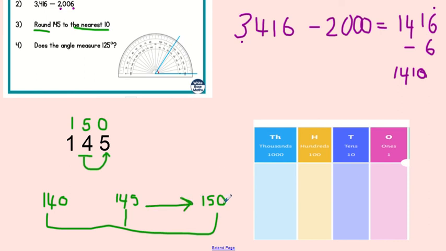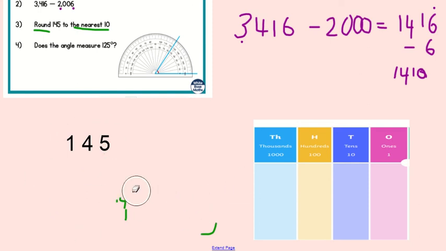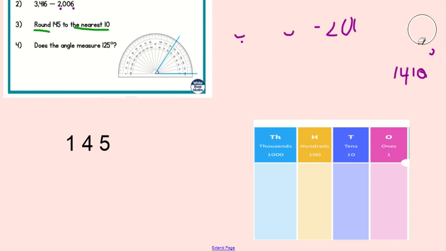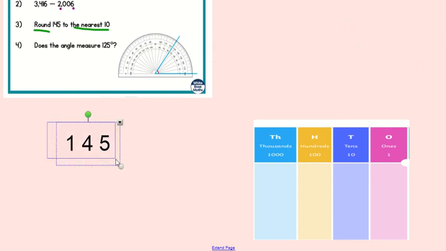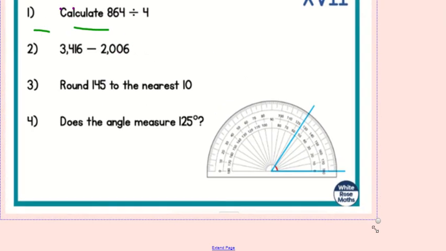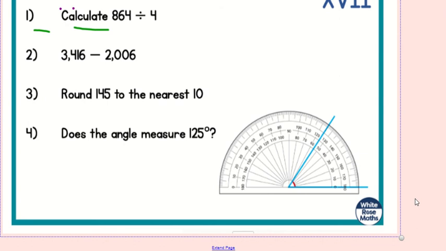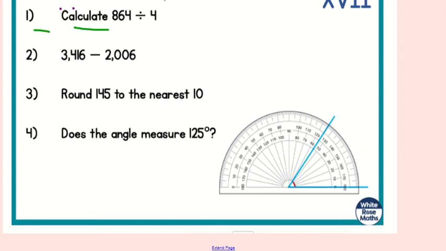It's closer to 150. Okay, right, we're going to have a look at this angle question now. We haven't done a huge amount of angles work this year. We've done some sort of revision, haven't we, in the afternoons as we're going home. So for some of us, this question might have been a bit puzzling at home, and that's okay. We're going to have a look at it together now. So we want to know, does the angle measure 125 degrees?